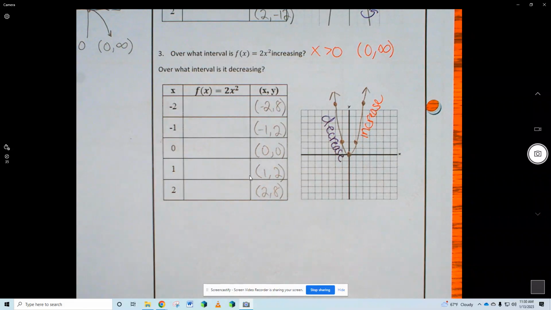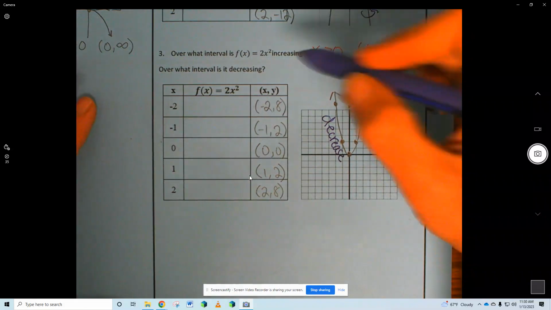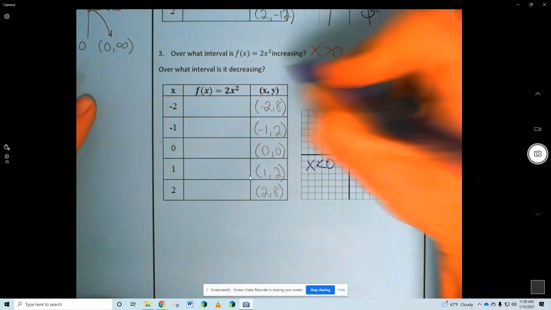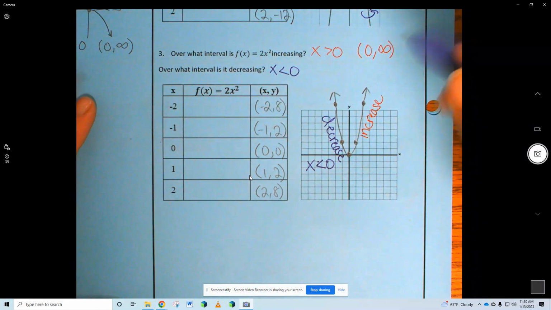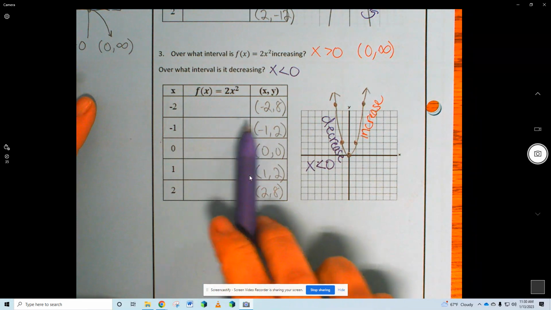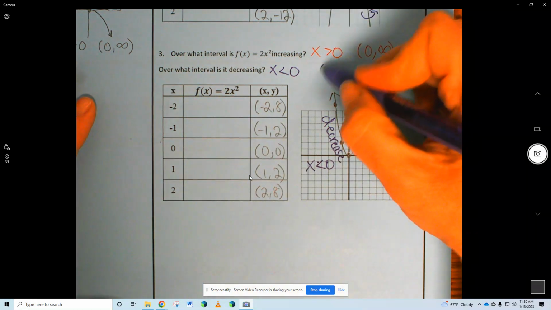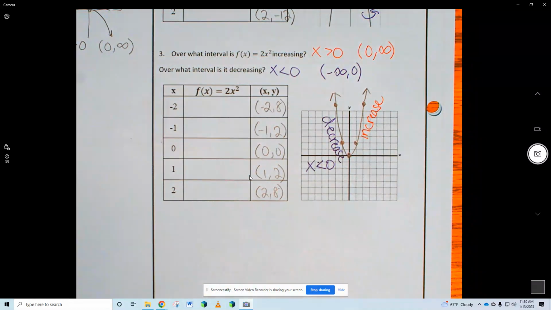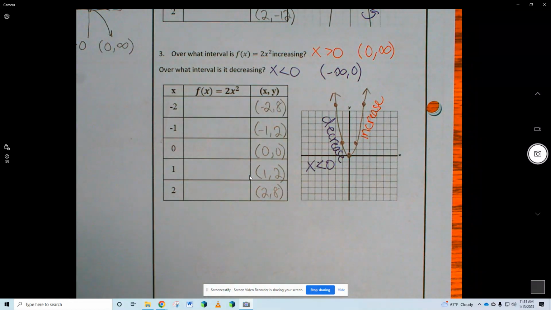All right, how does yours look compared to mine? It's decreasing. X is less than 0. And I write that starting from the left, negative infinity to 0. Does this seem okay? Does it seem clear? Yes. Where does it go uphill? Where does it go downhill?